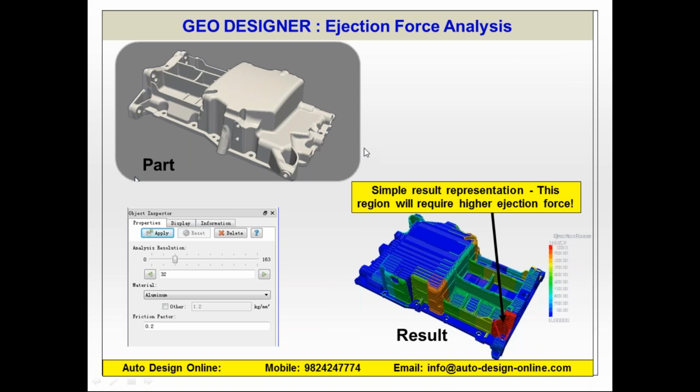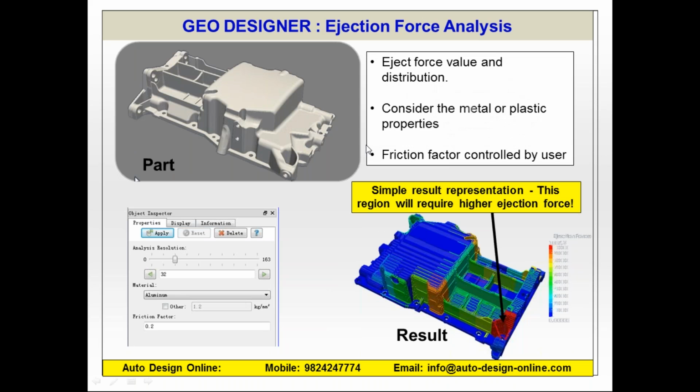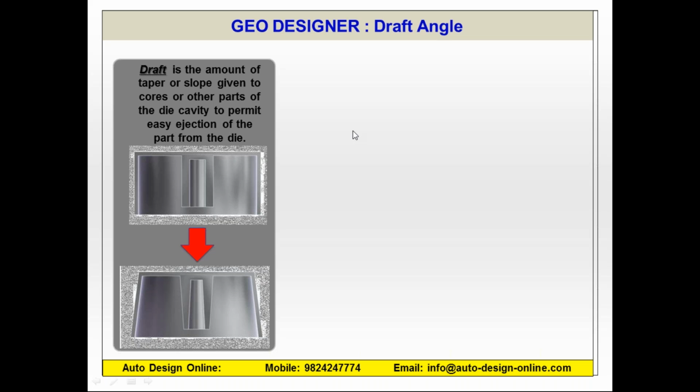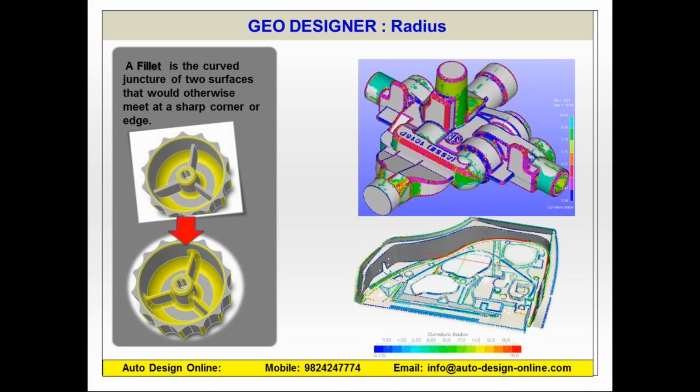In the same way, you can also find out the ejection force analysis. If you want to eject the casting part from the mold, where you should provide higher ejection force, or where you will require less ejection force. Accordingly, you can decide the ejector pin size or location, or the number of ejector pins. So this kind of thing can also be done using the software. You can also check the draft angle of various fins or any kind of parts. You can also check radii and fillets, minimum and maximum, of various casting parts or even stamping parts using the same software.